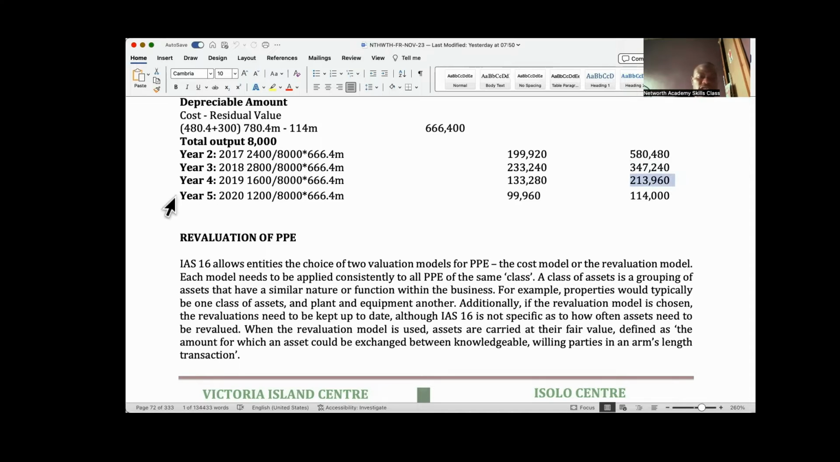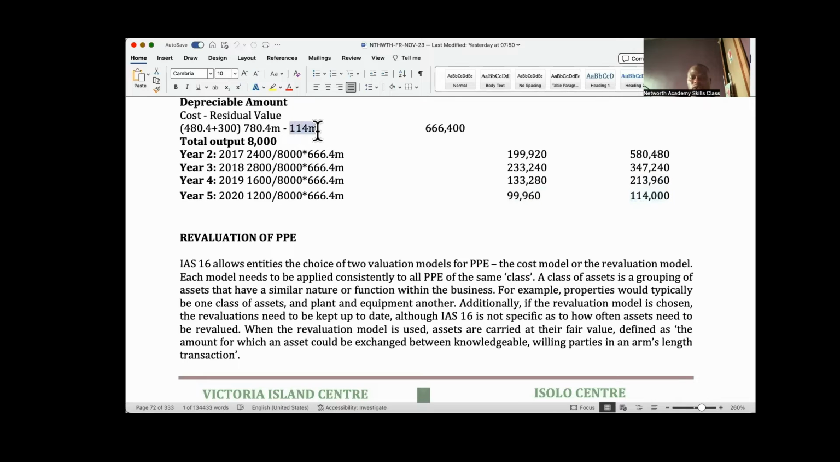In year five, the question didn't give me year five, but I know that if you add 24 plus 28 plus 16, it gives me 68. So that means they have not exhausted these units. That means there's still an additional year. I just use that as the balance. The remaining 1,200 over the total output multiplied by the depreciable amount gives me 99,960. If I deduct that from my carrying amount, that gives me the carrying amount at the final year, which of course should equal the residual value.